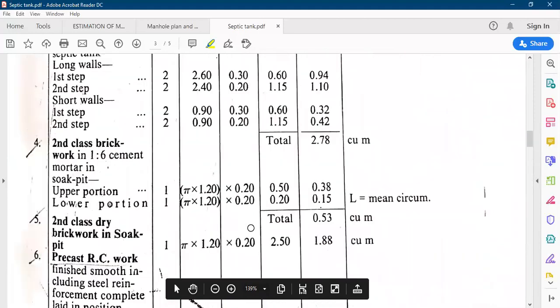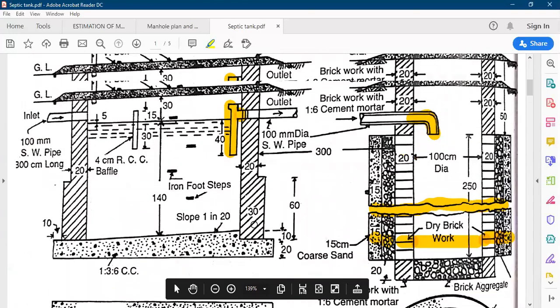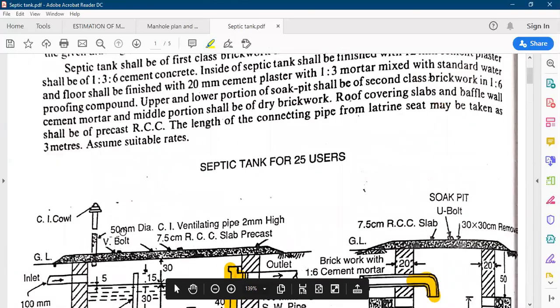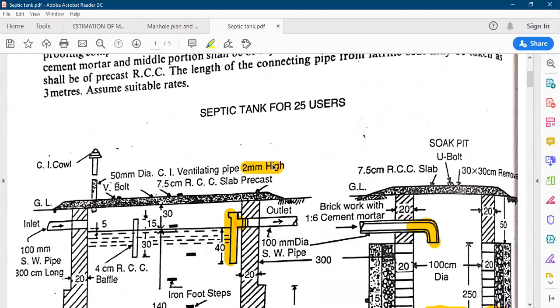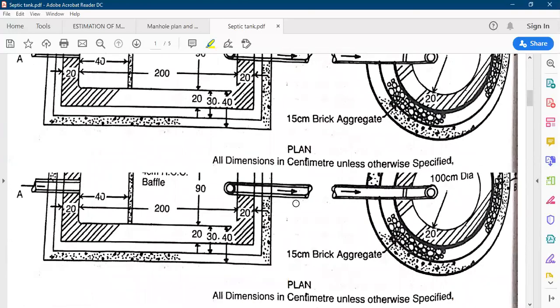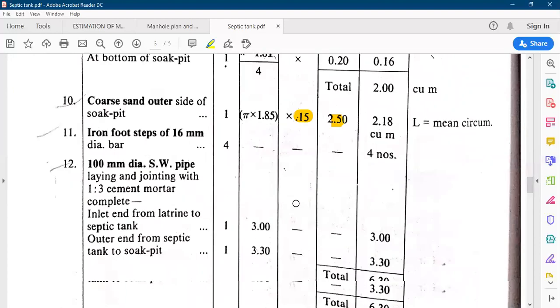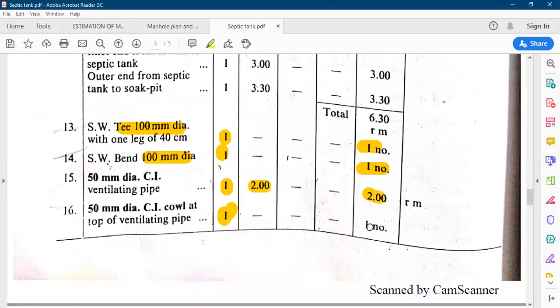So that is the 50 mm dia CI ventilating pipe. It is actually 2 meter height, not 2 mm. 50 mm dia cast iron ventilating pipe for 2 meters, and there is one cowl. So these are the things mentioned in this abstract of quantity table. These are the 2 meter running pipe, and this is the one cowl.